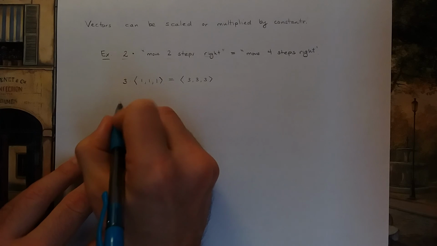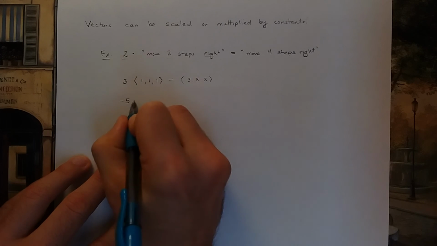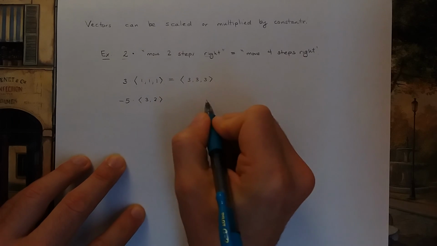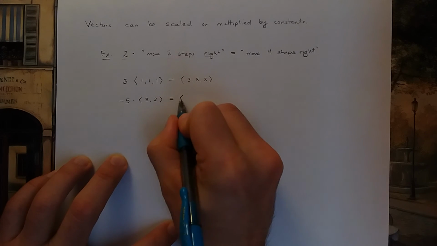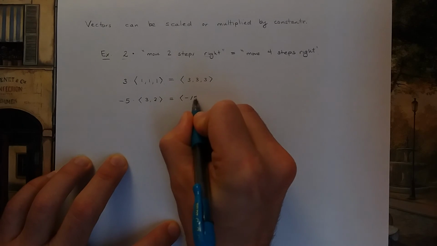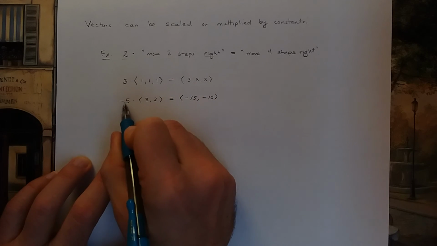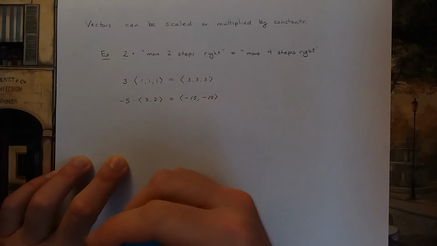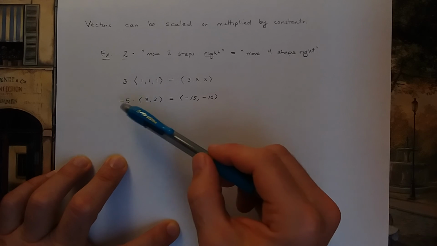One more example. I could even scale by a negative. If I scale by a negative, like let's say I have the vector 3, 2, then I get the vector negative 15, negative 10. This multiplication by a negative rotates the vector 180 degrees, and now I'm going in the exact opposite direction that I did before.